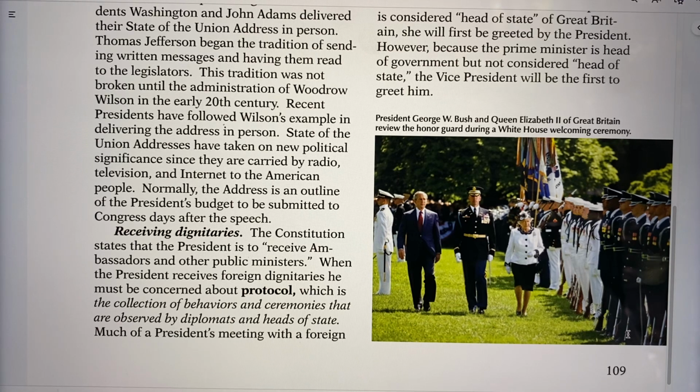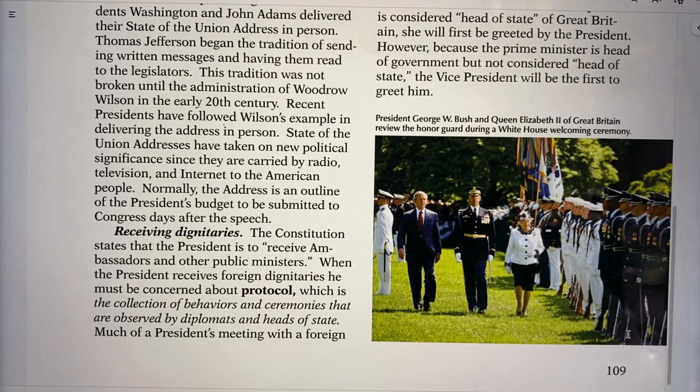It names them in the Constitution. And so there's a protocol to this. There are collections of ceremonies and behaviors that the president needs to know about when, for example, receiving the Queen of England. The Queen of England and the Prime Minister: the Queen is the head of the state, and the Prime Minister is the head of the government.